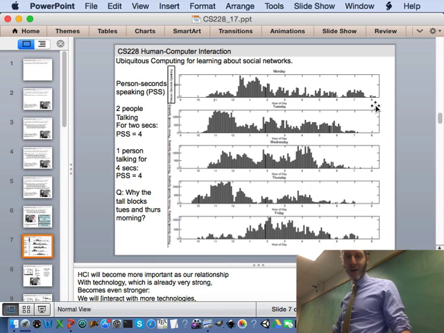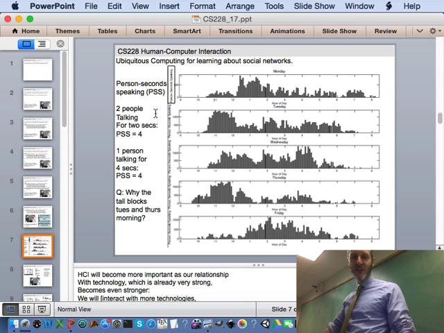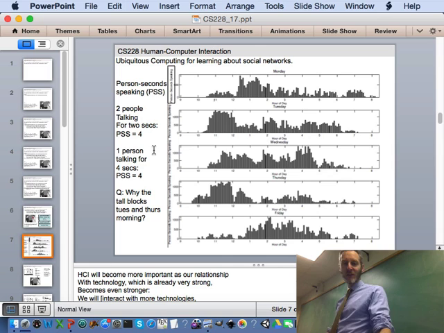And it's a histogram reporting the total number of person seconds speaking, or PSS, captured by one of the 24 grad students during that period. So a person second speaking is just the total amount. If there was one person among the 24 people that was speaking for 4 seconds, that's 4 PSS.